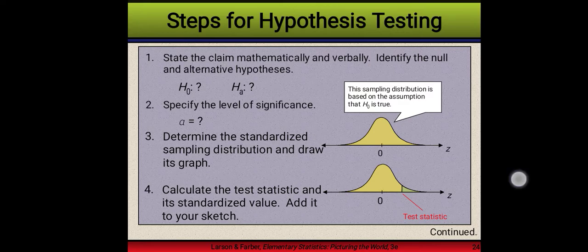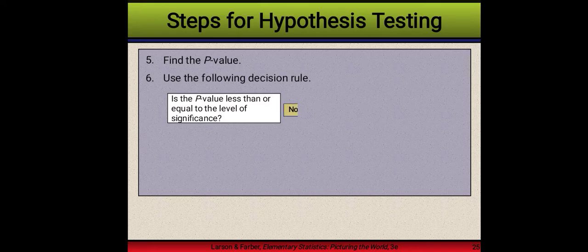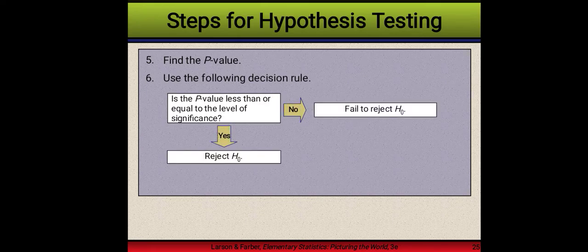Next, fifth is find the p-value. Use the following decision rule. Is the p-value less than or equal to the level of significance? If yes, reject the null hypothesis, and if no, fail to reject the null hypothesis.